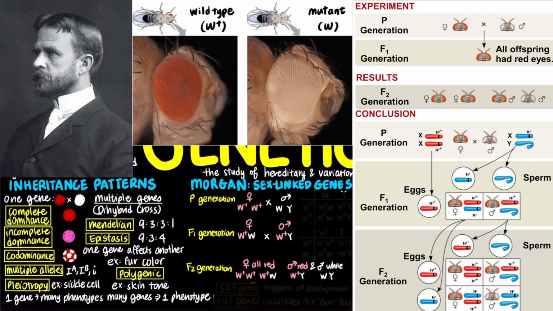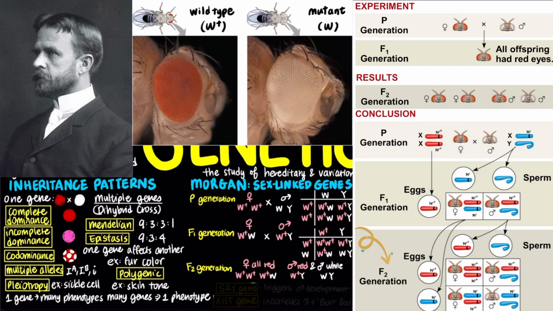Following this hypothesis, the P generation crosses females with homozygous dominant red eye alleles with males with a recessive white eye allele, resulting in an F1 generation with heterozygous females and hemizygous dominant males, which all had red eye. Crossing the F1 generation results in all red eye females, with either homozygous dominant or heterozygous alleles. The males could be either red eye or white eye. Such a gene that is located on either sex chromosome is called a sex-linked gene.